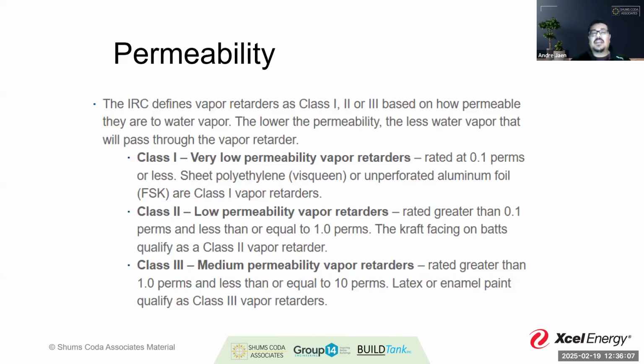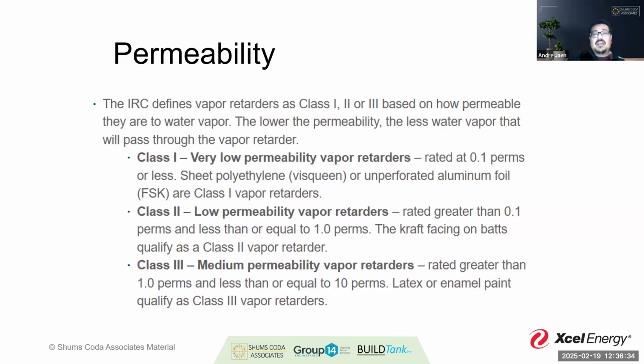So here we have our classifications right out of the IRC. So our very low permeability vapor retarders, that's our unperforated aluminum foil, our visqueen, that's going to be that 0.1 perms or less. So that's saying that 0.1 of that 57 2.5 billionths of a penny, that's how much is getting through there. That's extremely low permeability, and that's the level of testing that we're actually talking about with that, which I find to be just absolutely incredible, right?